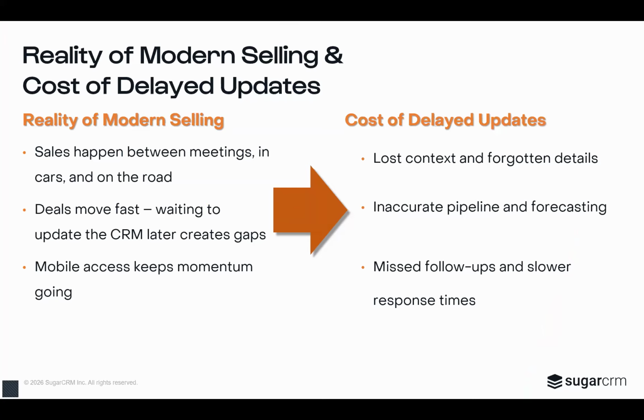Sales deals are going to go real fast, right? So sometimes they are happening away from your desktop or even your tablet version of Sugar. So if you don't use mobile in any form or fashion, you're going to lose a lot of context and have forgotten emails, forgotten details, inaccurate pipelines and forecasting because we're missing that information, which means that the pipelines are also going to be missing that information. You're going to miss follow-ups and you're going to have some slower responses out there.